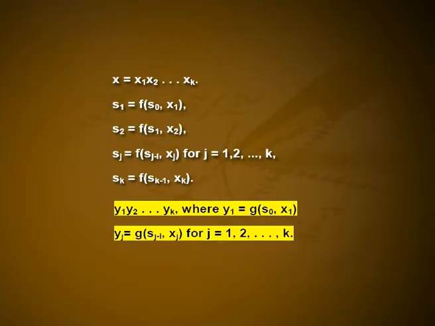This sequence of transitions produces an output string y1, y2, ..., yk, where y1 = g(S0, x1) is the output corresponding to the transition from S0 to S1, y2 = g(S1, x2) is the output corresponding to the transition from S1 to S2, and so on. In general, yj = g(Sj-1, xj) for j = 1, 2, 3, ..., k.